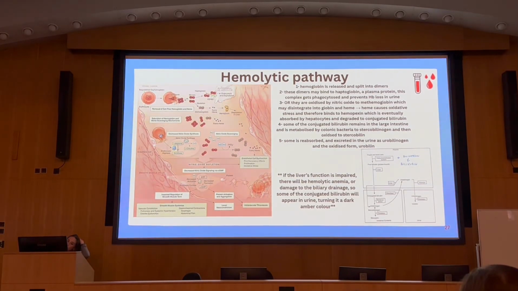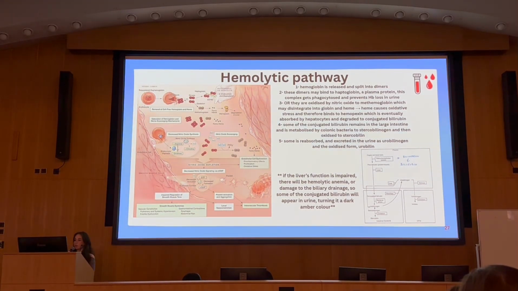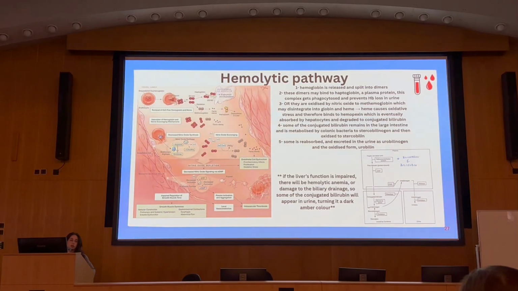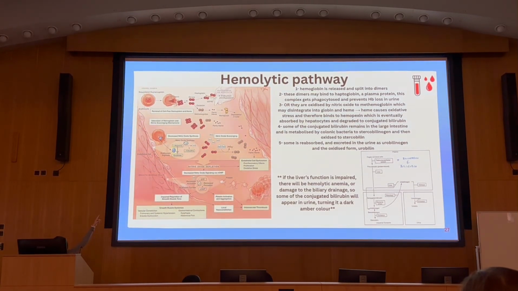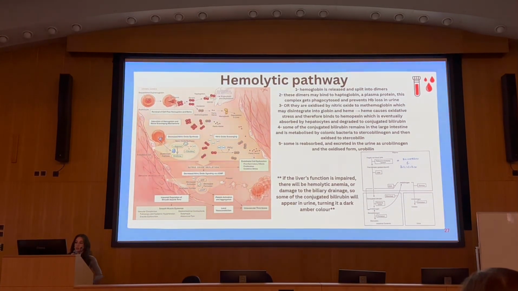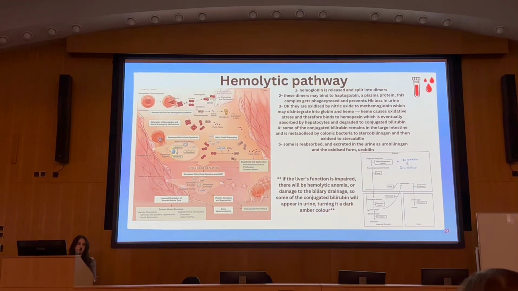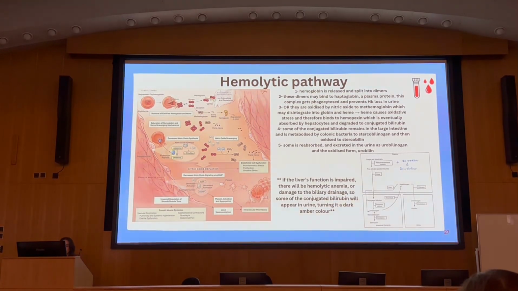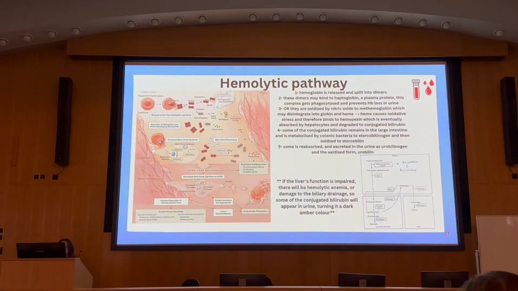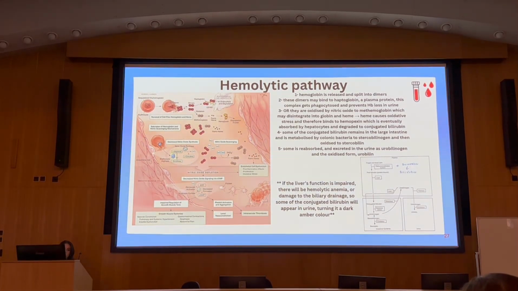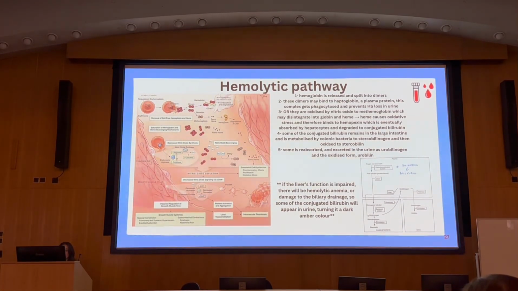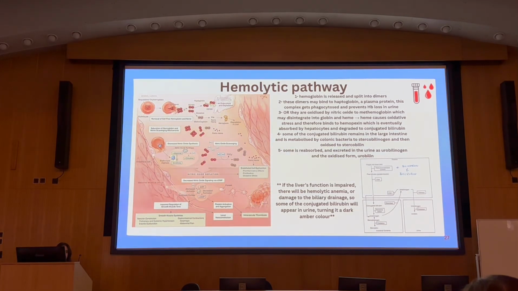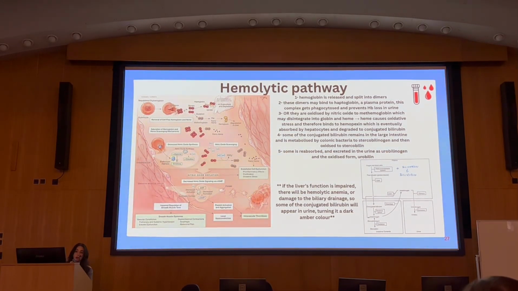So first, you have your red blood cell, and the hemoglobin is released and split into dimers, as you can see at the top. These dimers are going to bind to haptoglobin, which we already mentioned. It's a plasma protein, and this complex gets phagocytosed and prevents hemoglobin loss in urine, which we mentioned before. Or it has two different fates.